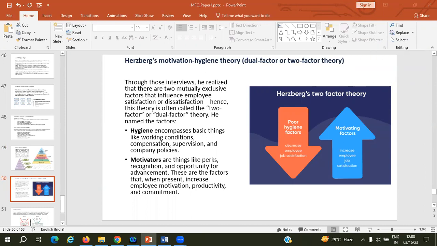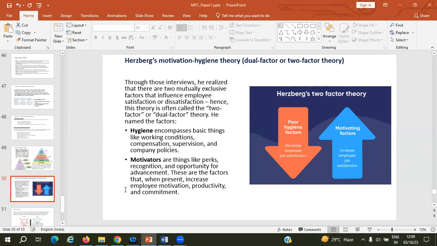How the hygiene factor is controlling the motivation in your work environment, the different aspects of the environment, and what the motivating factors are, how they increase your productivity, how they increase your organization's profitability. Those things we discussed.